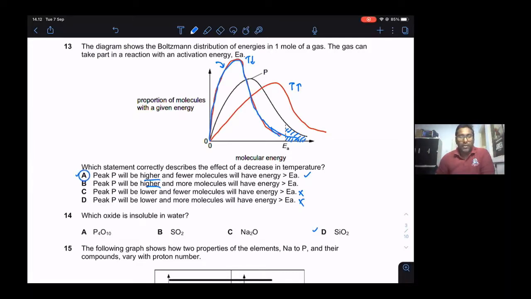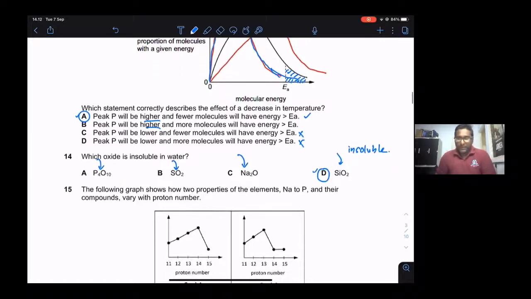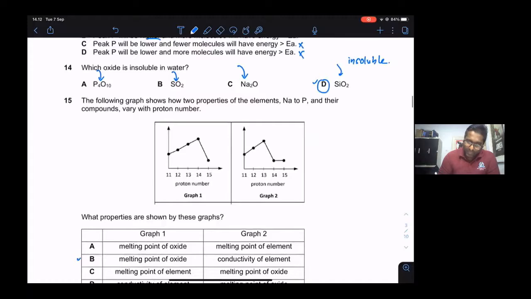Now 14. Which oxide is insoluble in water? This one is very important also. Basic oxides will be soluble in water. This one, they are soluble to give you sulfurous acid. They are soluble to give you phosphoric acid. But this one, they are insoluble in water. So this one you need to know. B.